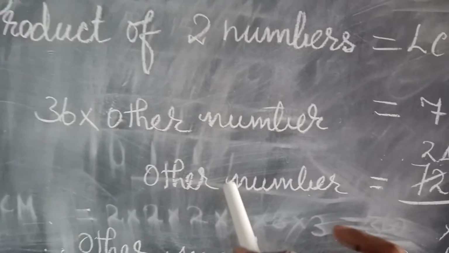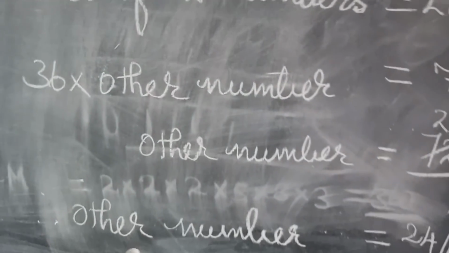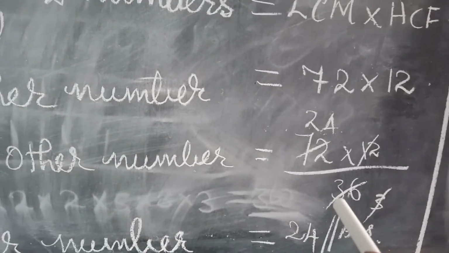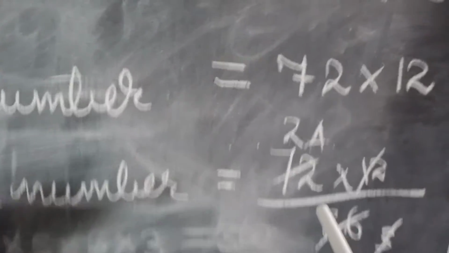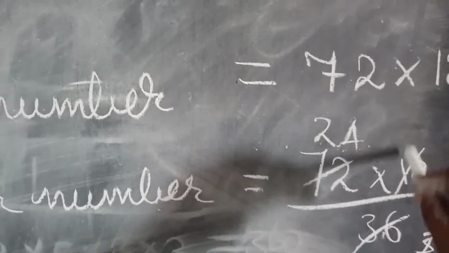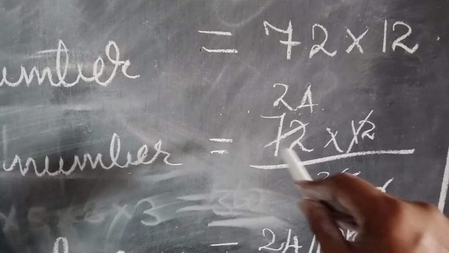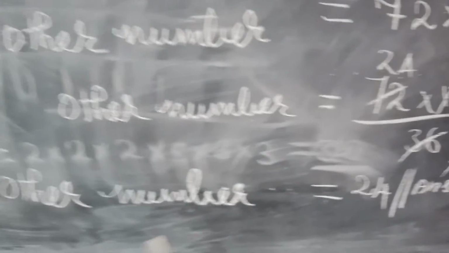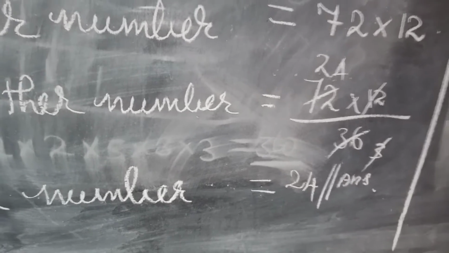So the other number we are keeping as a, or we can take it as x, anything. So equal to this 36, when it comes to this side it comes down in division form. So 1 12 is 12 and 3 12s are 36. Again with 1 3 is 3, here 24 3s are 72. So our answer is 24. Therefore the other number is 24.